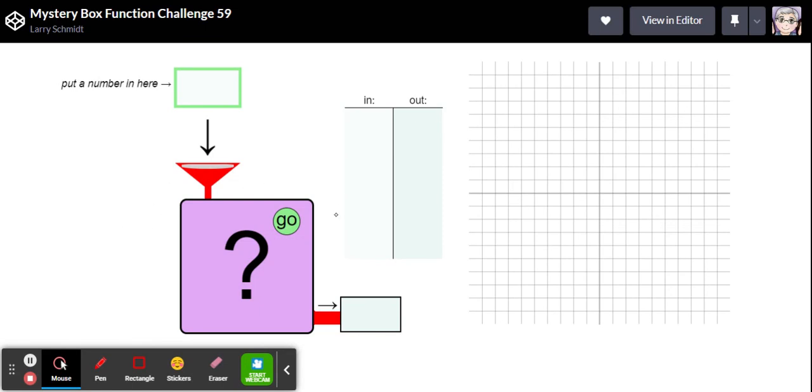In this purple mystery box there is some math. You can pause this video and go to the link in the description to get to this page where you can put in as many numbers as you like in the top and see how they're transformed by that mystery math when they come out the bottom. And then you can use that as clues to figure out what's inside the mystery box. When you think you've got an answer, come on back, watch the rest of the video and see if I get what you get. All right, let's begin here.